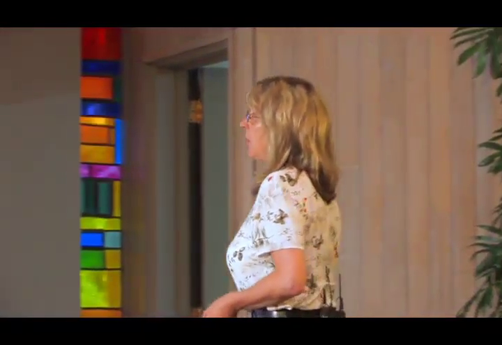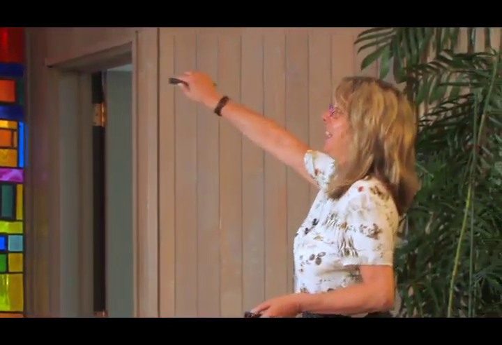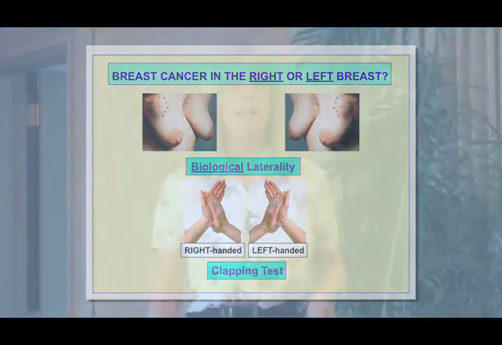An easy way to determine our laterality, or to establish it, I should say, is the clapping test. So I ask you please to clap your hands. Okay? Thank you. So the hand that is on top is the leading hand and tells us if we are biologically right or left-handed. So if the right hand is on top, the person is biologically right-handed. If the left hand is on top, the person is biologically left-handed.